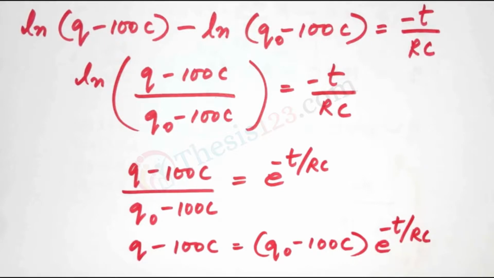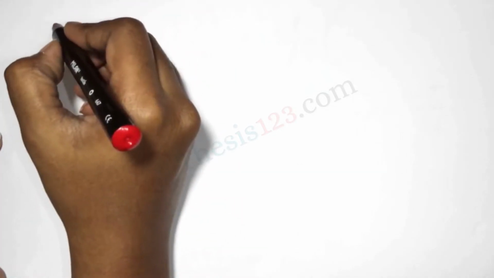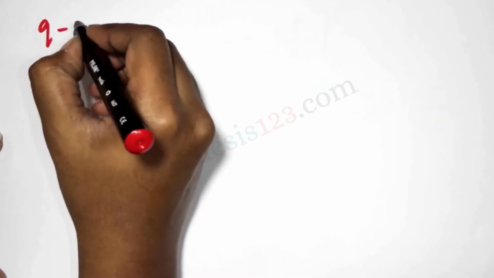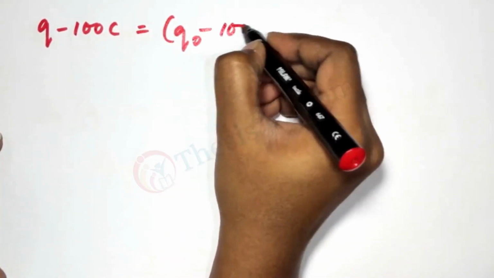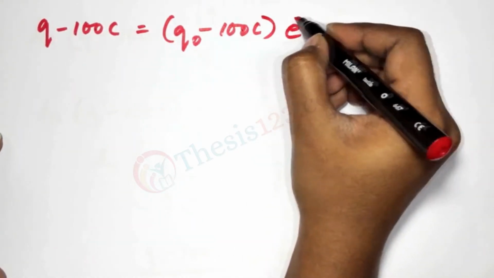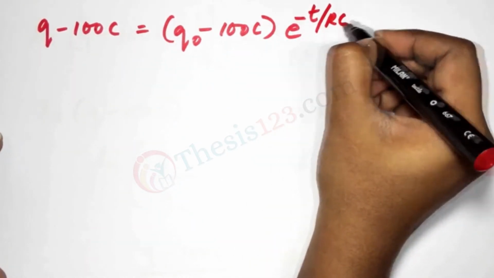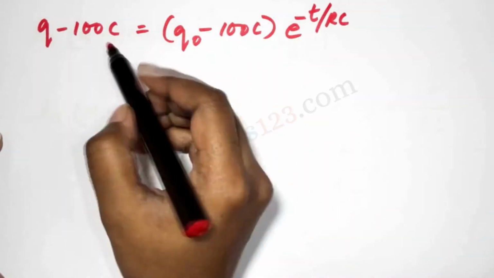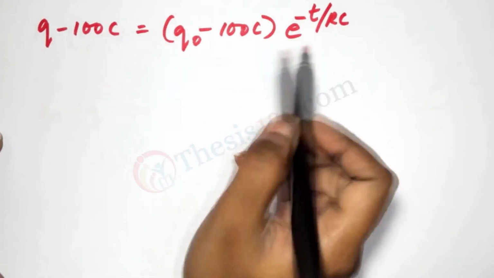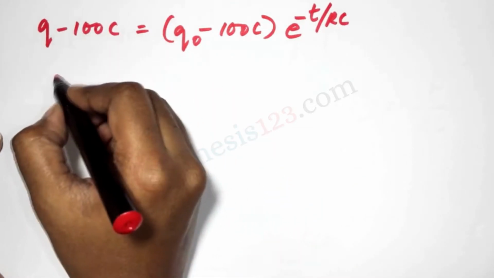Let's differentiate. Now differentiating that expression, let me write that down again. Q minus 100C is equal to (Q0 minus 100C) into e power minus t by RC. RC over here is the expression for tau. So that's Q minus 100C equals this. Okay, so let's differentiate.